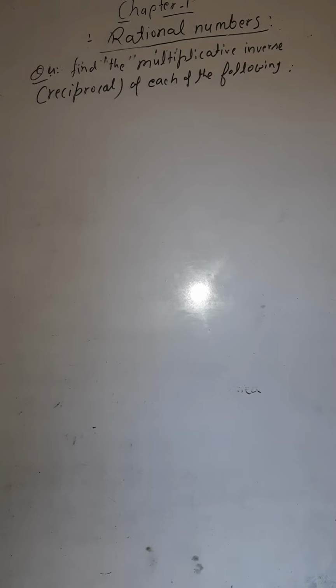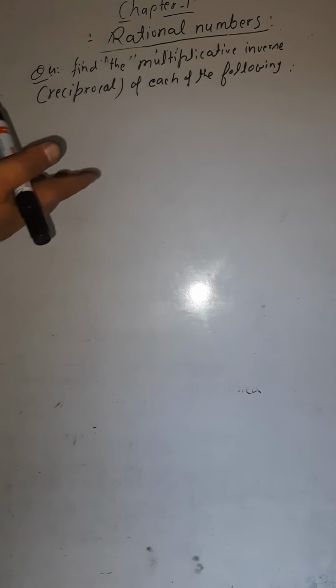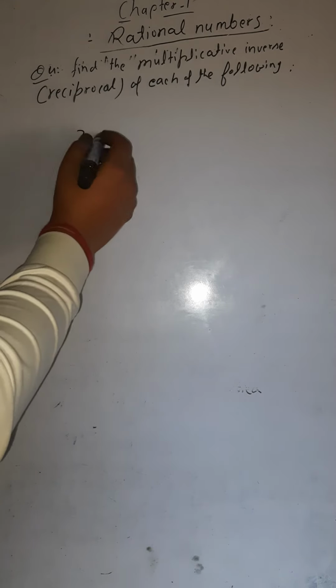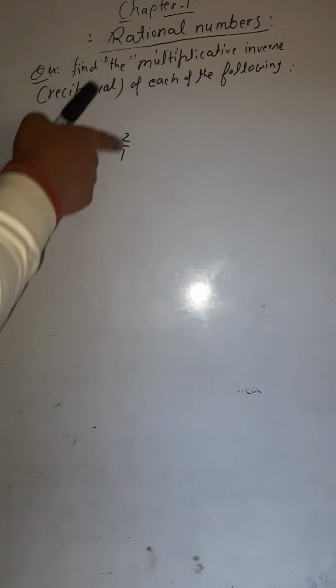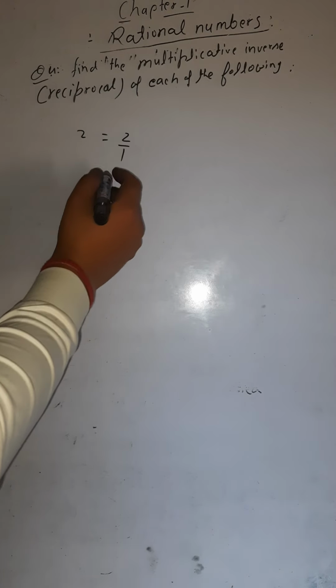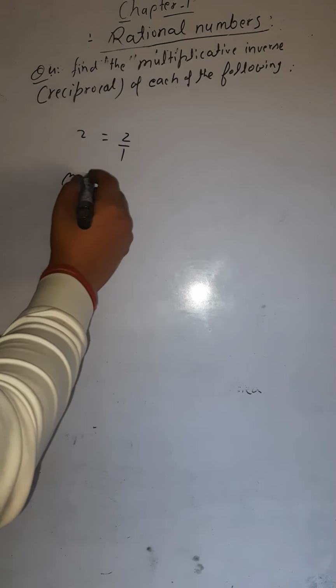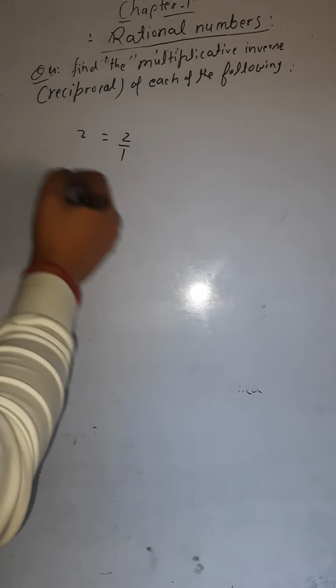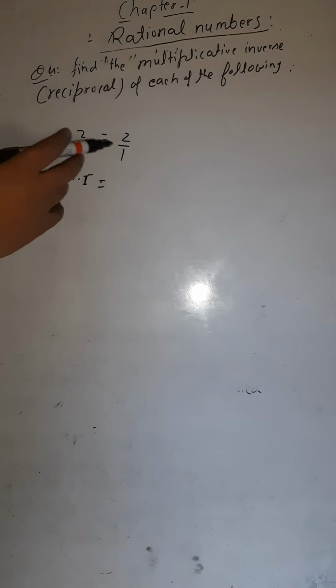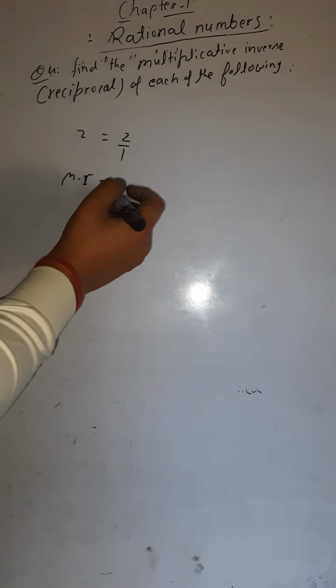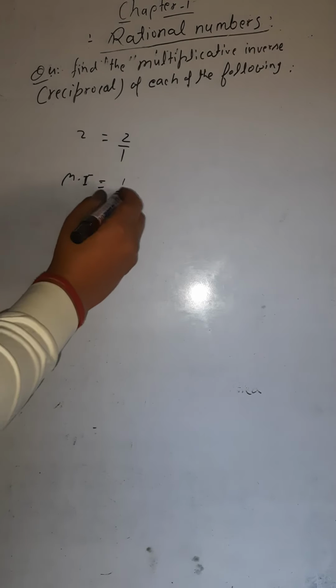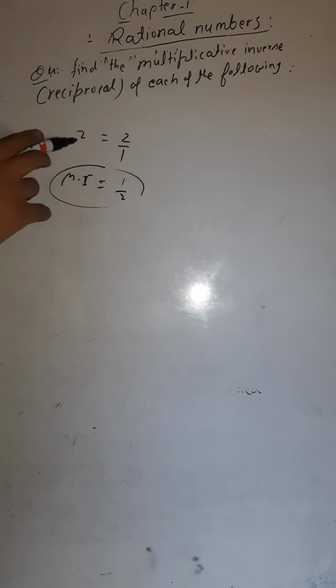Both are the same. Okay, reciprocal means something. Suppose I am writing 2. What would be the reciprocal of 2? I can write this 2 as 2 by 1. So what would be the multiplicative inverse of 2? If you just reverse it, this denominator will go up and this numerator will come down. So the answer would be 1 by 2. So the reciprocal of 2 would be 1 by 2.